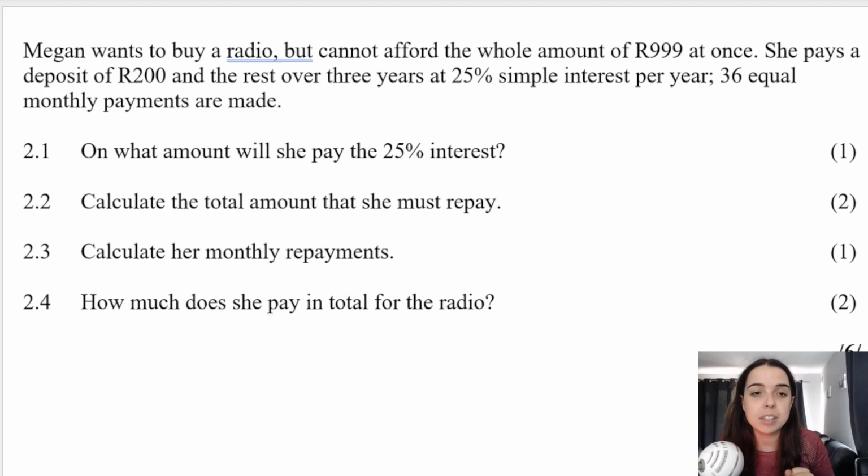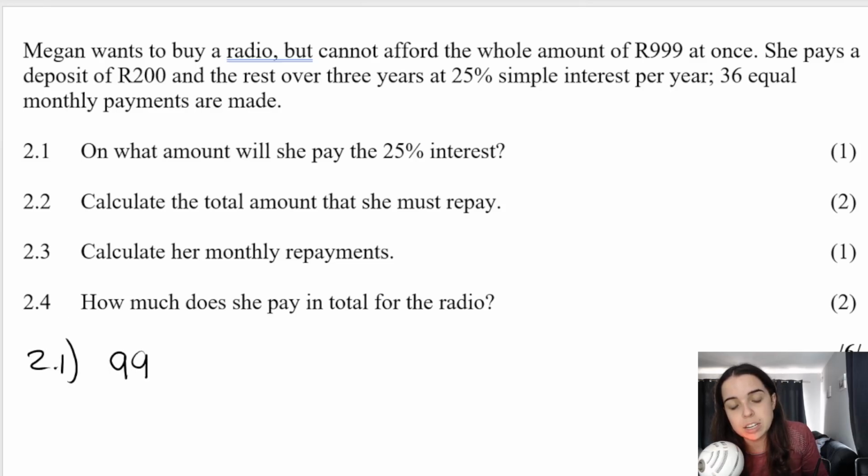Now remember what we discussed. She first has to pay a deposit. The deposit is the amount of money you give on the day. The 200 Rand you give on the day. You don't pay interest on the deposit. You pay interest on the balance, on the leftover amount. So if the total cost is 999 Rand and she pays a deposit of 200 Rand, what is left over?